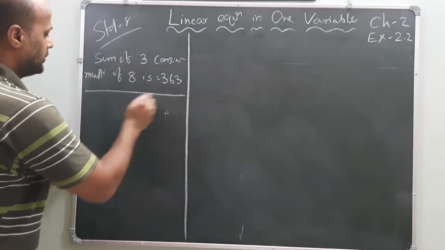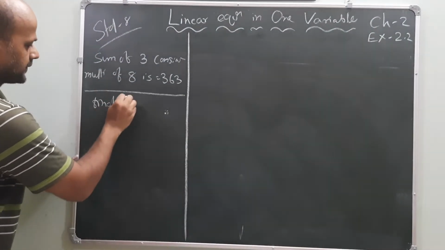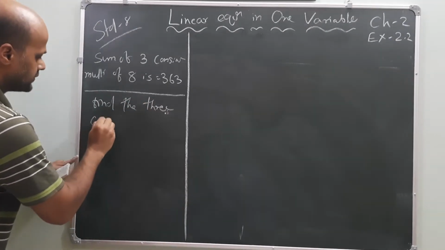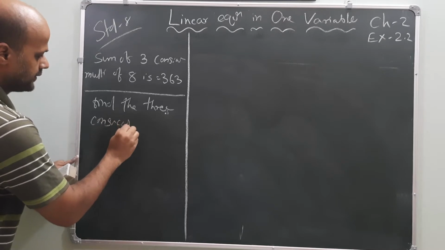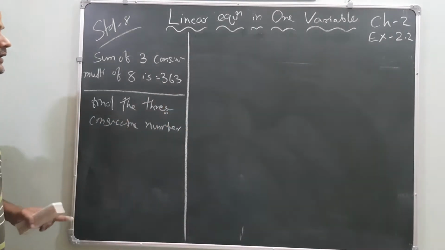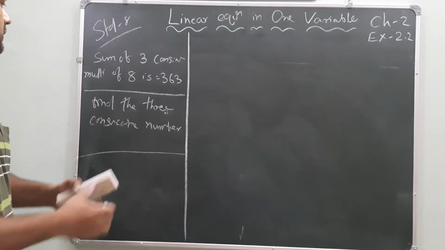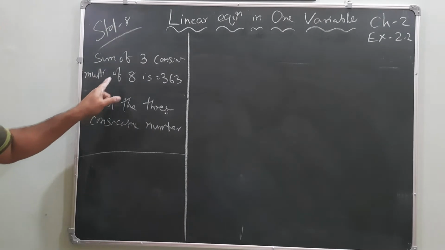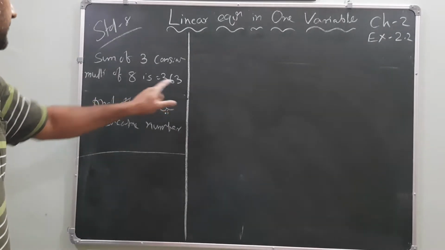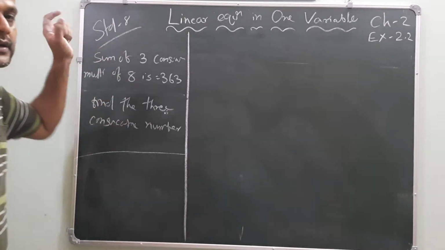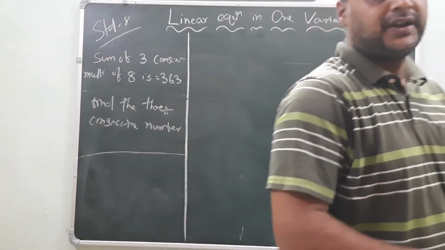So find the 3 consecutive numbers. Here it is saying that the sum of 3 consecutive multiples of 8 is 363. Find the 3 consecutive numbers. What are the 3 consecutive multiples of 8? You have to find out.